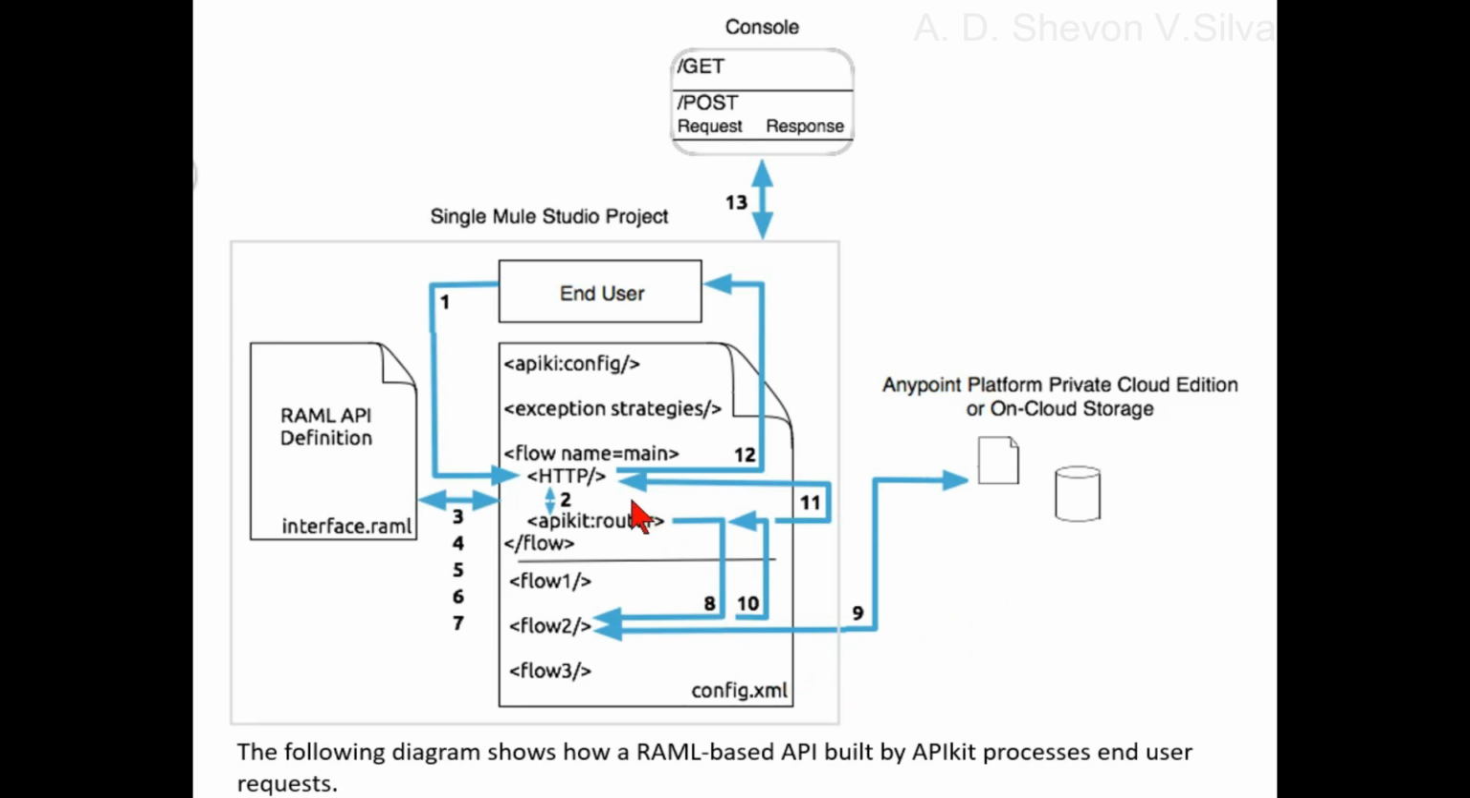Here in step 1, you can see the end user sends an HTTP request to the API. In step 2, the HTTP or Jetty endpoint in the main flow receives the request and passes the message to the APIkit router.